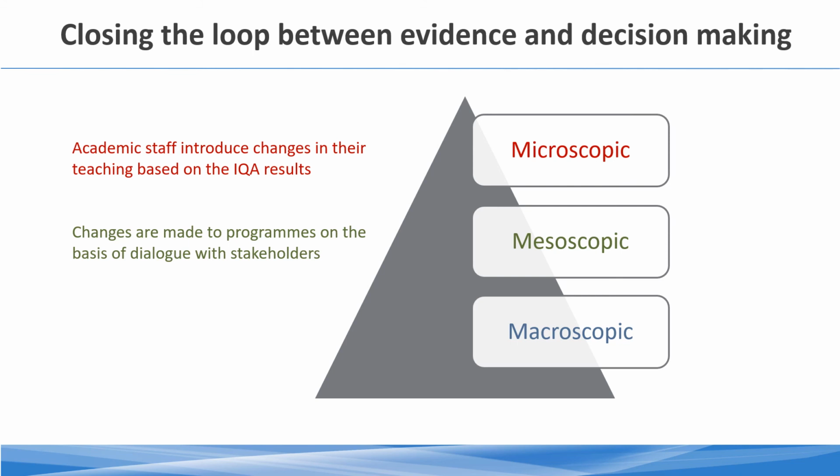Finally, at the strategic planning level, macroscopic level, the results of internal and external evaluations can contribute to improve the efficiency of administrative decision-making at the central level of the university.